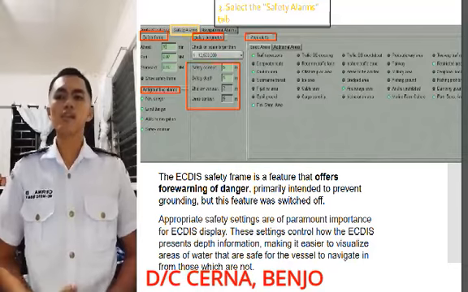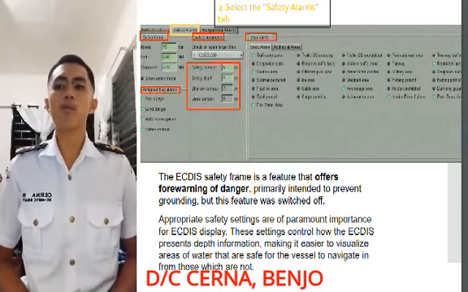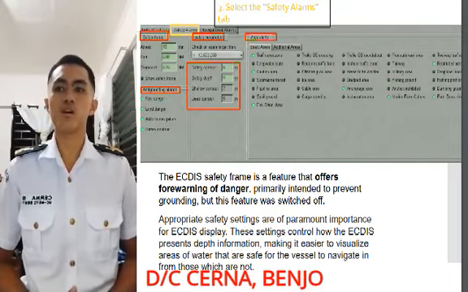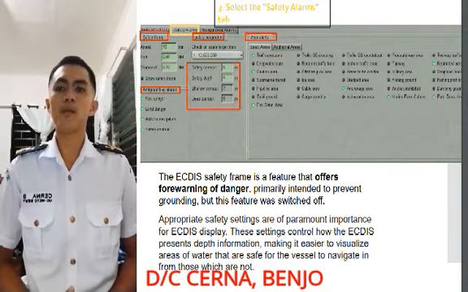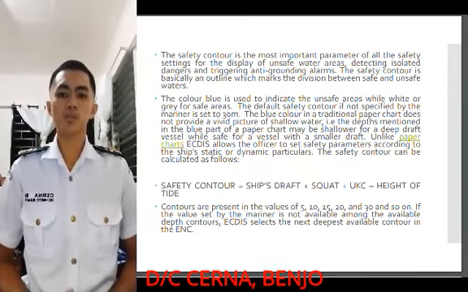The ECDIS safety frame is a feature that offers forewarning of danger, primarily intended to prevent grounding, but this feature can be switched off. Appropriate safety settings are of paramount importance for ECDIS display. These settings control how the ECDIS presents depth information and make it easier to visualize areas of water that are safe for the vessel to navigate. And next is the safety contour.